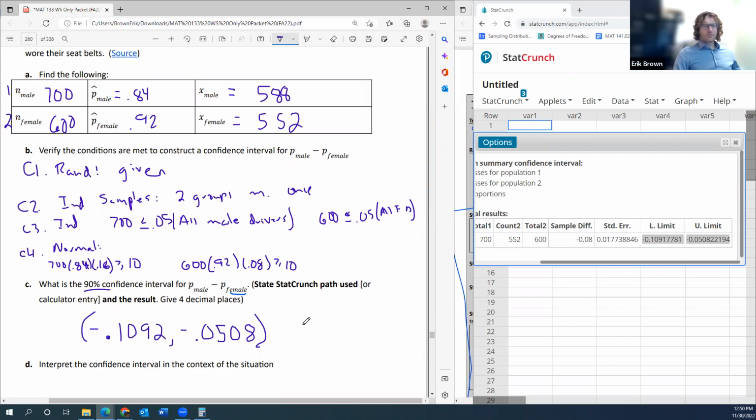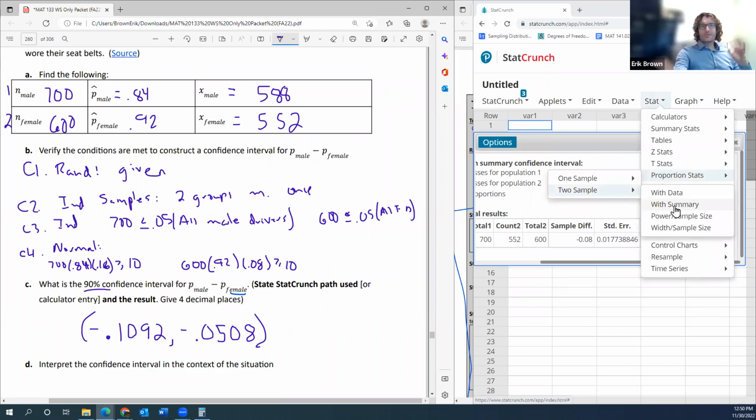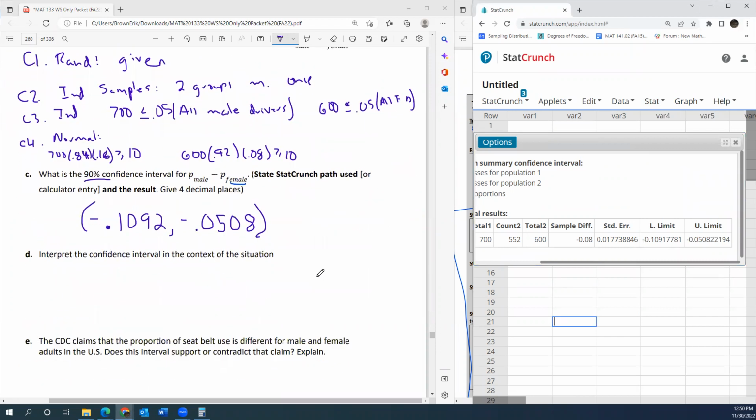How's that feel for everyone? Is that okay? That's good, yeah. So you went to the proportion stats, two sample with summary, okay, got it, that's what I thought. Same thing for confidence intervals and hypothesis tests. Good. Okay, remember interpreting? It's been a bit. Interpretation is step 9. Go for it. 90% confident.